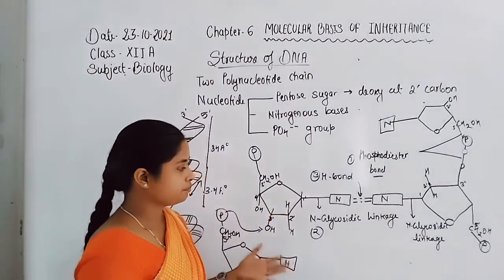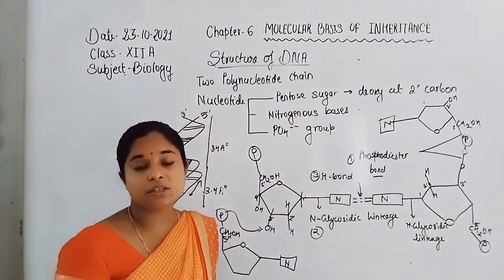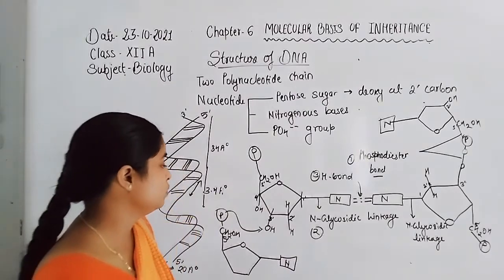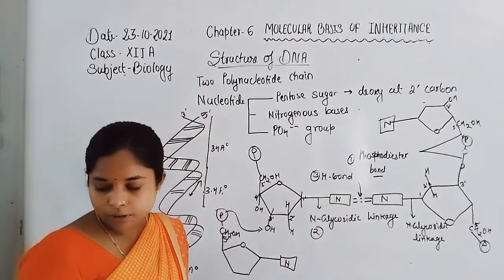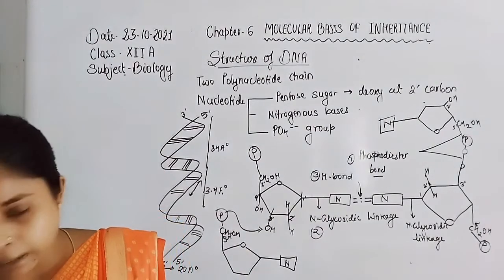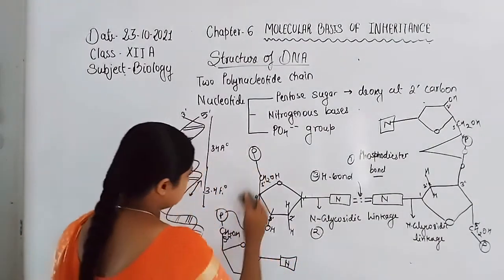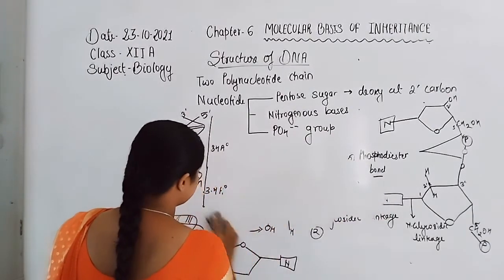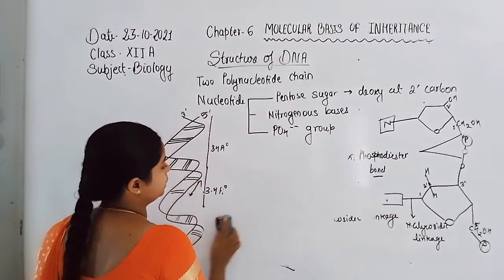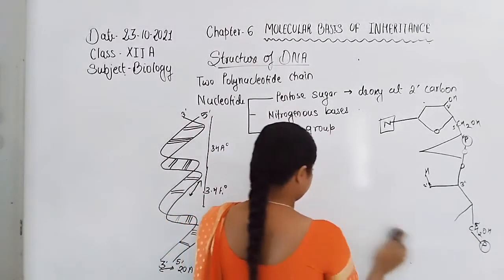Now how does the formation occur, or what is dNTP? If we want to discuss a separate nucleotide of nitrogenous bases, the separate nucleotide of nitrogenous bases is known as dNTP. That means deoxynucleotide triphosphate.